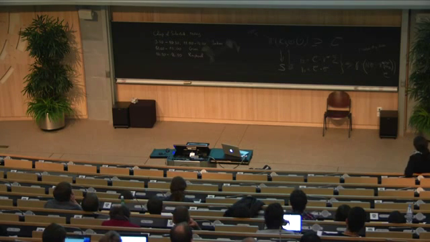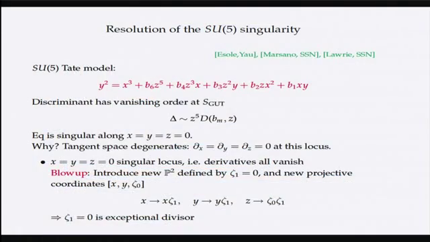So we start with the Tate model. It has a discriminant that has vanishing order z to the 5. And so first of all, it is singular at x equals y equals z equals 0. How do I see that? Well, singular means the tangent space there degenerates, so I need to take the derivatives in all these directions and set x equals y equals z equals 0. And indeed, if we take the derivatives, you can check, in one second, setting x equals y equals z equals 0 indeed makes all these derivatives vanish. So it's singular there. How do we resolve this?